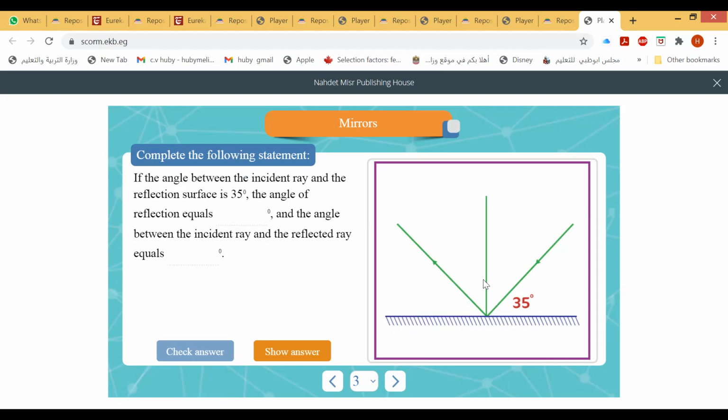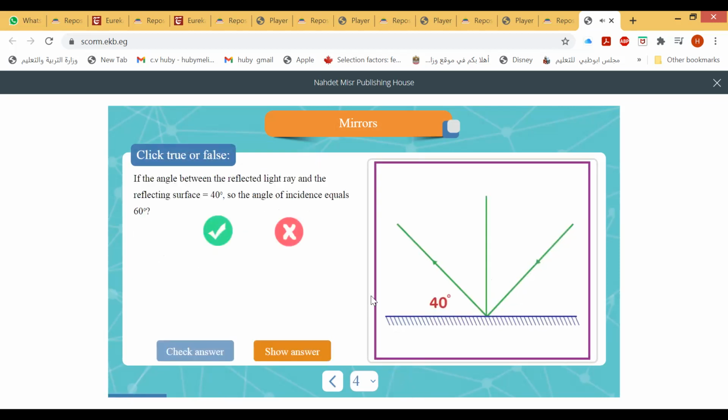This 35, between the normal and the surface is 90, so 90 minus 35 equals 55. And the angle between the incident ray and the reflected ray: this is 55 and this is 55, because of the first law of reflection, angle of incidence equals angle of reflection. 55 plus 55 equals 110.